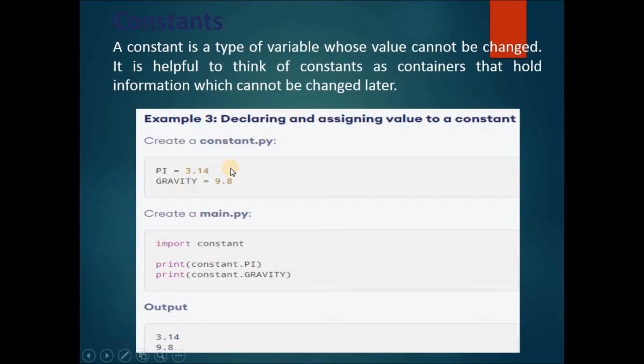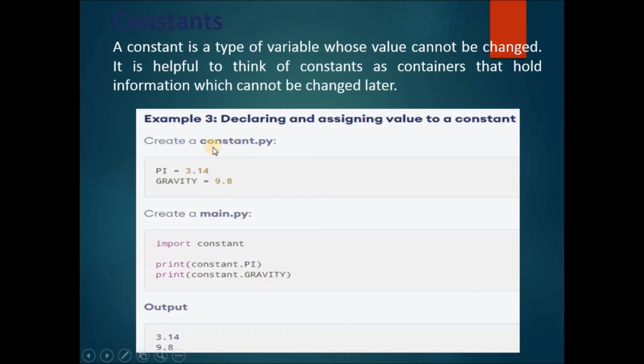Constants means some of the variables that you assign values to, you cannot change during the entire program. So this is known as a constant. That means the value of the variable is fixed, that is a constant. In this example, one Python script is made, the name is constant.py. Already you know how to create and write a Python script. So one Python script is created, constant.py.